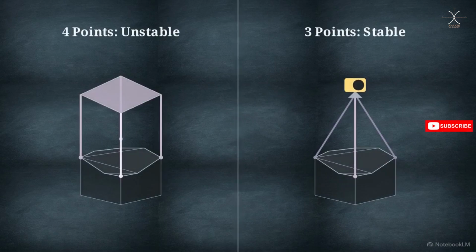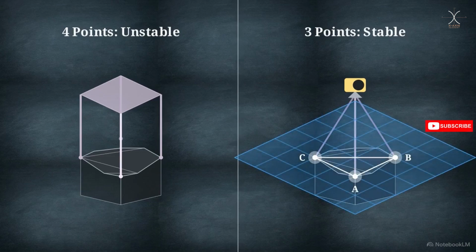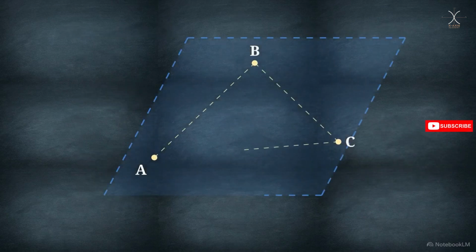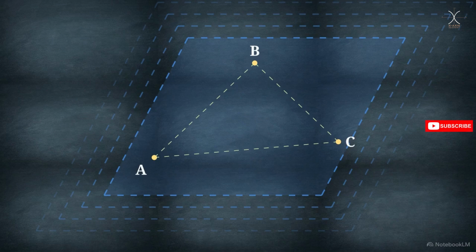This is why a 4-legged table wobbles on uneven ground, while a 3-legged tripod always sits stable. The 3 tips of the tripod act as the 3 points required to define a single flat surface. 3 non-collinear points are the minimum requirement to stabilize and define a 2-dimensional space.